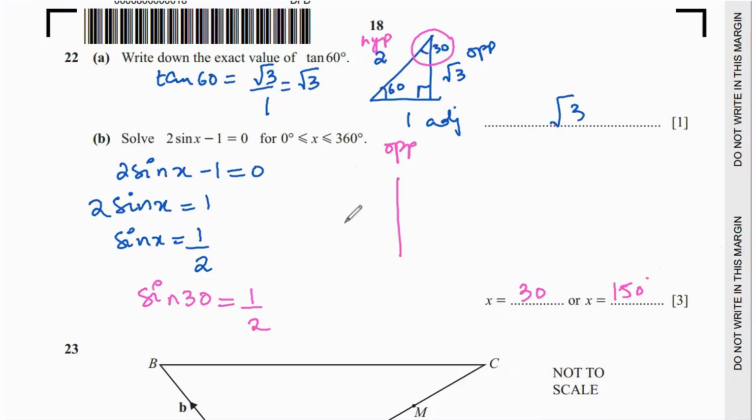Why 150? Because sine is positive in the first quadrant and the second quadrant. Angle is measured from the 0 axis. So this and then this. So 180 minus 30, which is 150. That is the other angle, where sine has a value of 1 over 2.